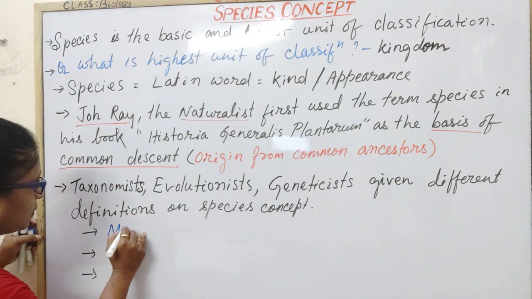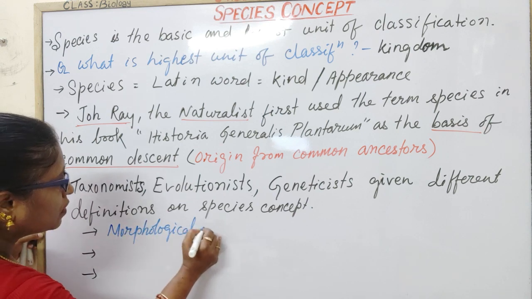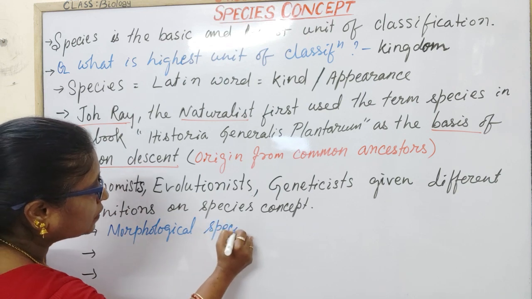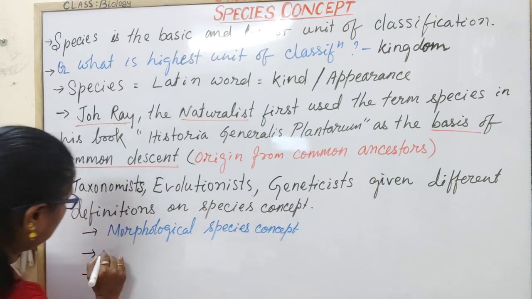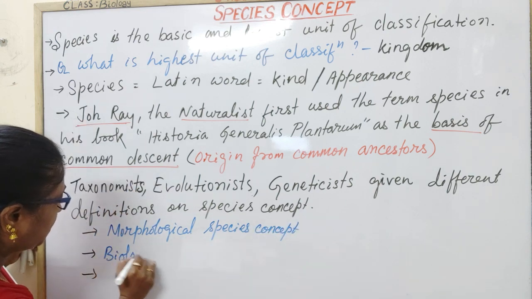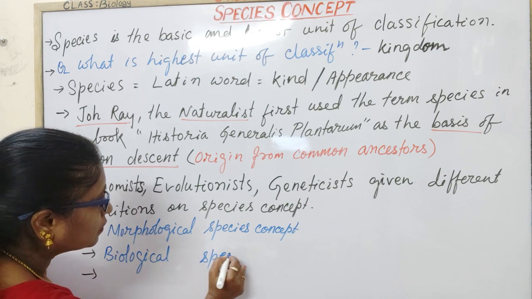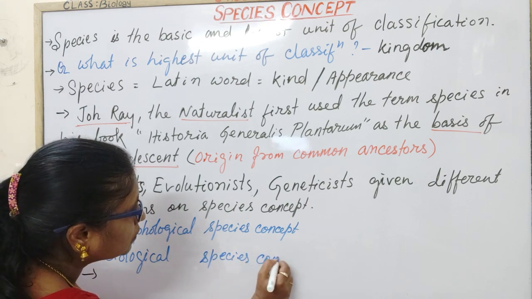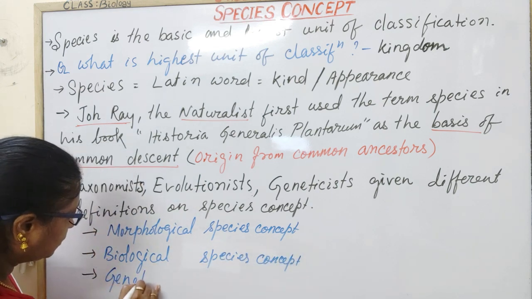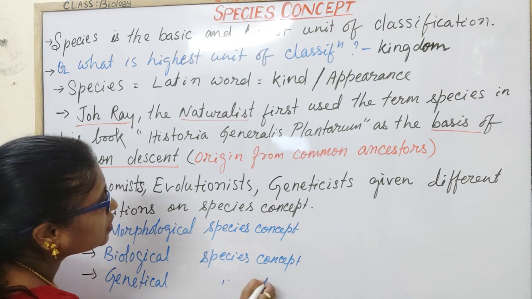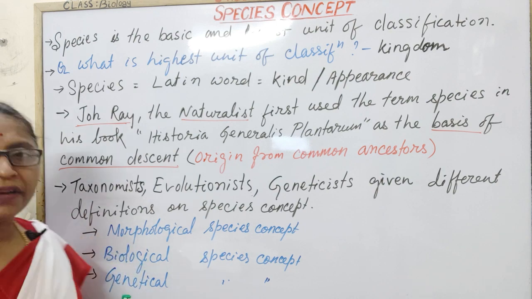So the most important and generalized concepts are the morphological species concept, the biological species concept, and the genetical species concept. Let us discuss one after another.